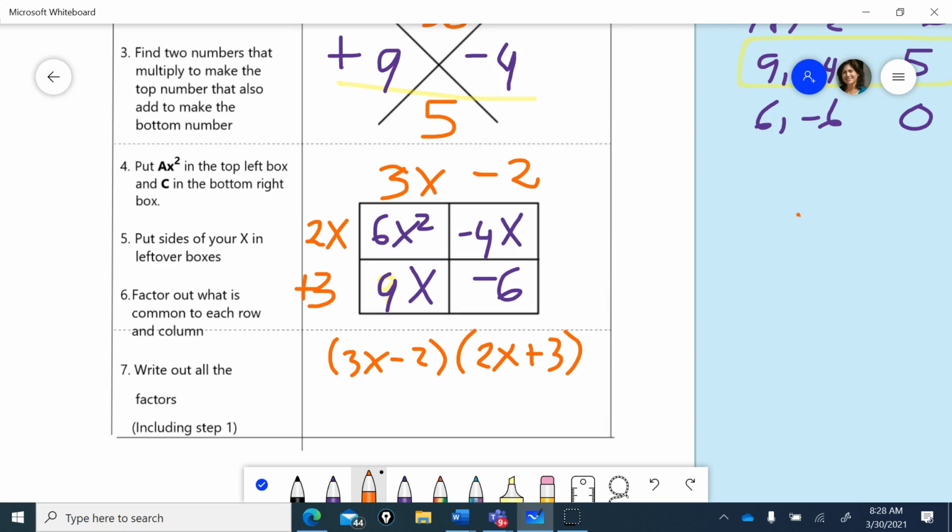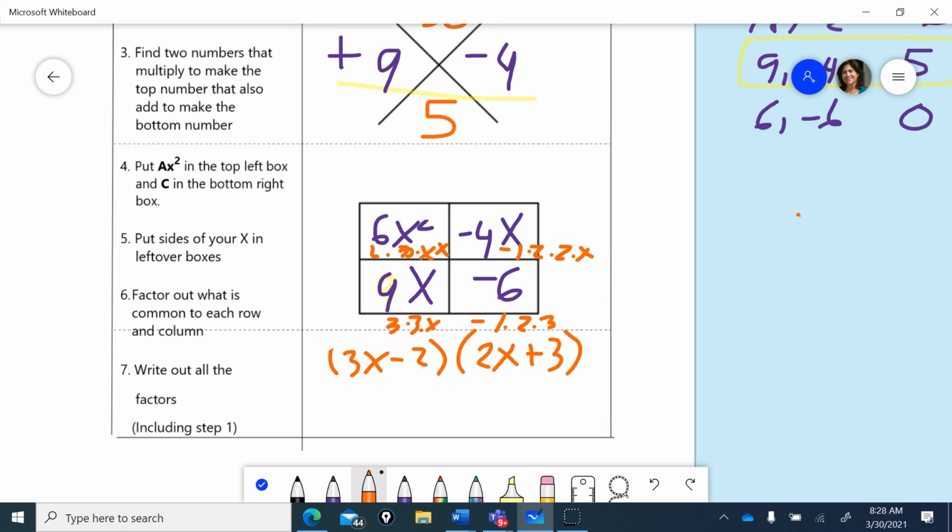If some of you are having problems with how I found the GCF, let me do it so you can visualize how I get those outside of the boxes. Let me erase this. 6x to the second, let me use a different color, is 2 times 3 times x times x. Negative 4x is negative 1 times 2 times 2 times x. 9x is 3 times 3 times x. Negative 6 is negative 1 times 2 times 3.